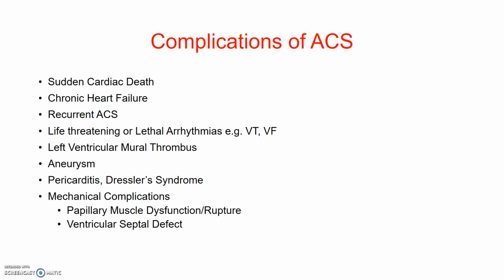This is our final slide, and it speaks of the complications of acute coronary syndromes. These include sudden cardiac death, chronic heart failure, recurrent acute coronary syndromes, life-threatening or lethal arrhythmias, left ventricular mural thrombus, aneurysms, pericarditis or Dressler syndrome, and there is also the potential for mechanical complications such as papillary muscle dysfunction and the formation of ventricular septal defects.